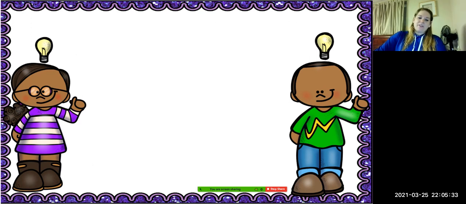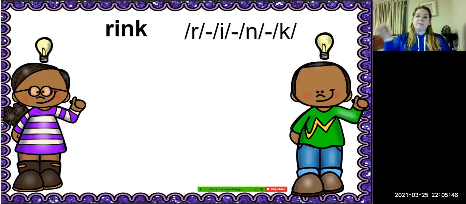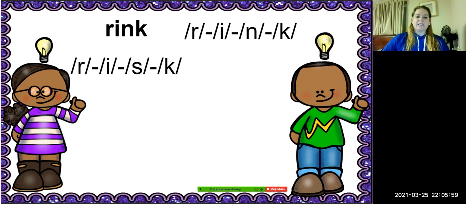Good. Our third sentence is we skated at the ice rink. Rink. How many sounds are in that word? There are 4 sounds. R-ink, r-ink. Good. The ink is the blend. We're going to replace the r with s. The new word is going to be risk. Risk. It's going to be risk.